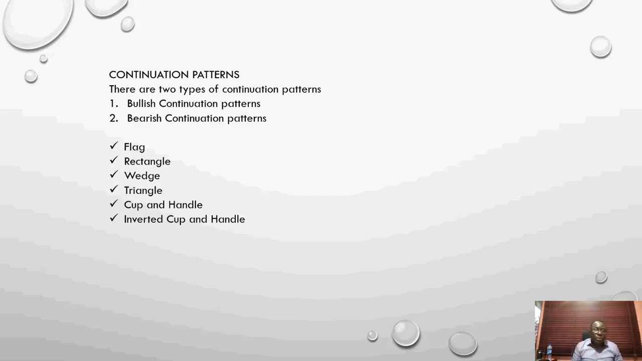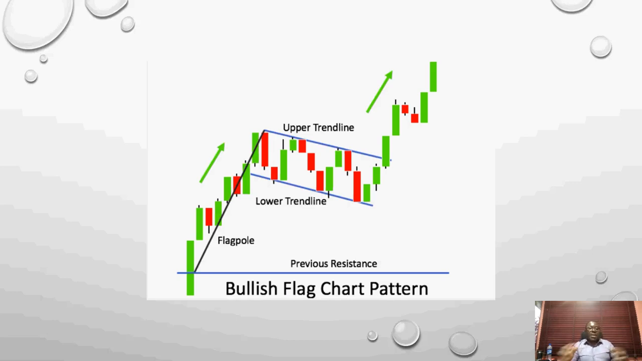Then we have rectangle. So for the flag, we have the bullish flag and also the bearish flag. Then rectangle, we have bullish rectangle and bearish rectangle. The bullish rectangle is located in an uptrending market, while the bearish rectangle is located in a downtrending market. Then we have the wedge, bullish wedge and bearish wedge. We have triangle, the bullish triangle and bearish triangle. We have the cup and handle, the bullish cup and handle and the bearish cup and handle, or we call it the inverted cup and handle. And we'll be looking at some of those things that we mentioned now.